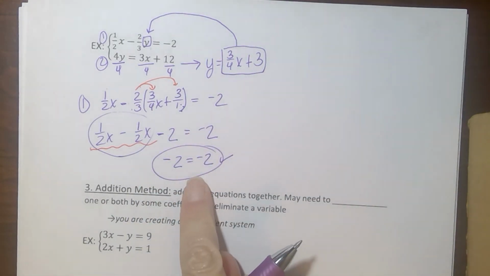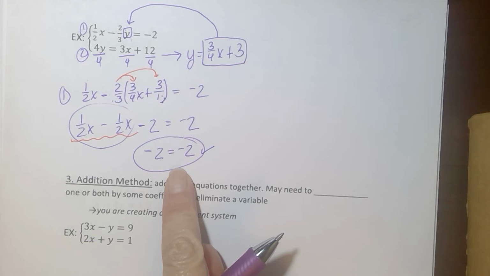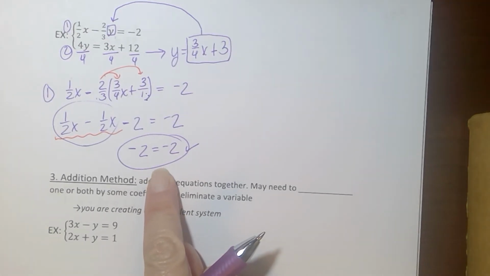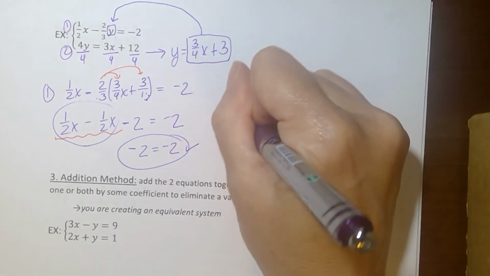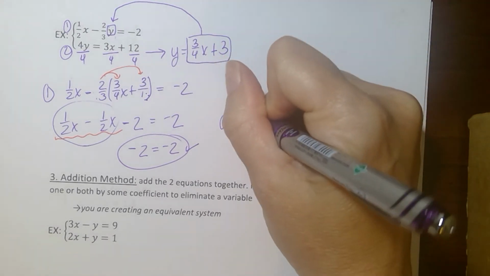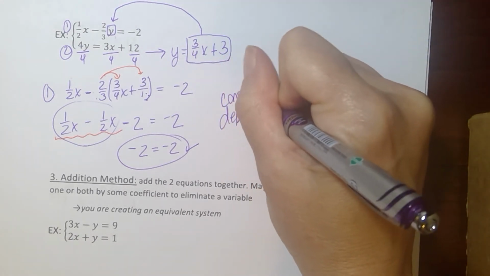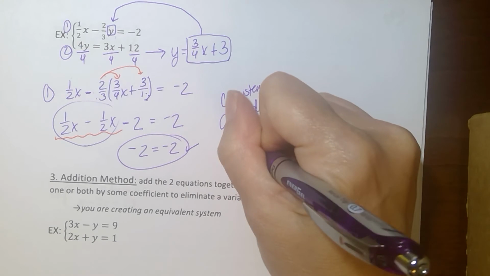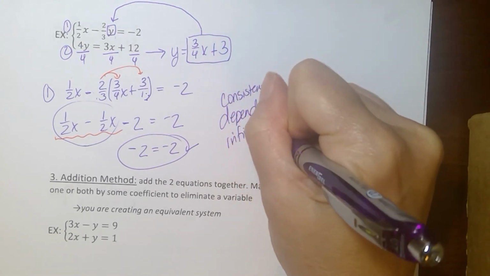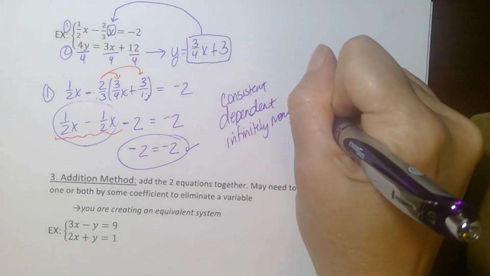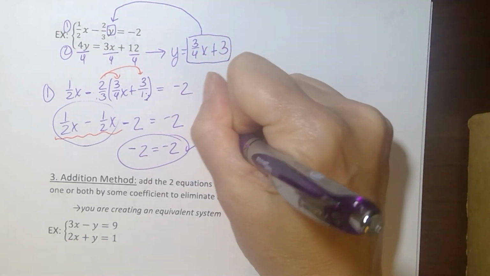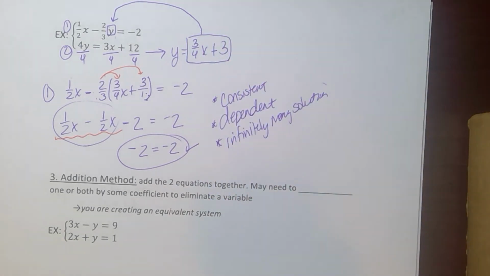Negative 2 is equal to negative 2. This is unlike what I got on the last one, where I got a statement that was not true. This is always true, which means I have found a dependent system. One equation is just a multiple of the other. Because it's dependent, that means I have an infinite number of solutions. It's consistent. Infinitely many solutions. So I have a consistent system that is dependent with infinitely many solutions.